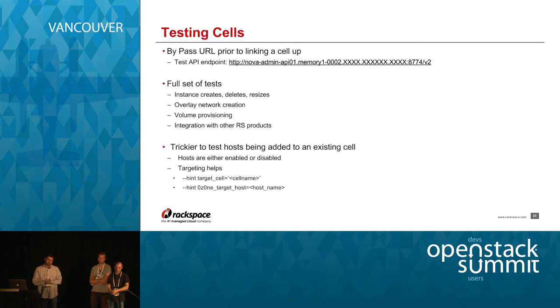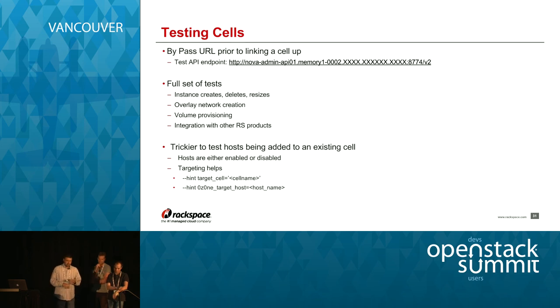Testing our cells. We also have to figure out how to test cells that are being added into a working environment all the time. The primary way we test a new cell is with a bypass URL. Essentially, you just add an API node. In our case, we use an admin API node, which supports a few extra functions. But we add a separate API node temporarily from the time we finish provisioning the cell to the time we link it up. And all of our QE tests are run against that API node. So we're not actually having to put it into production, so to speak, until we're comfortable with it.